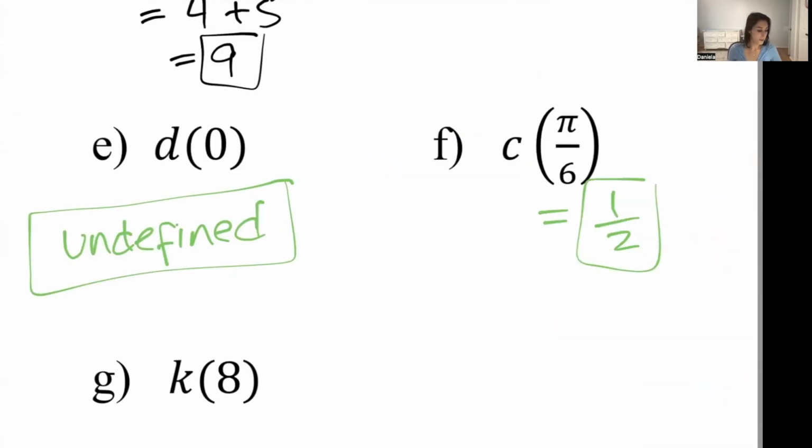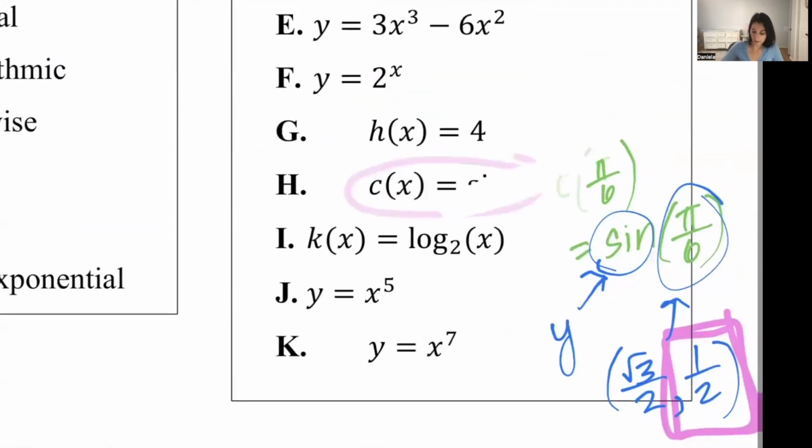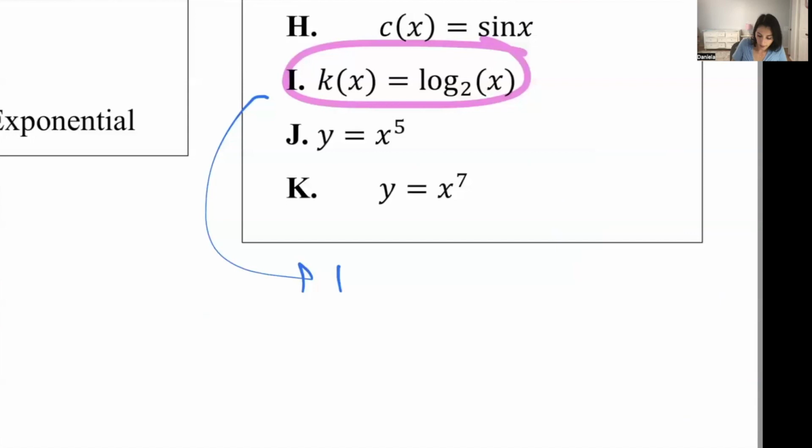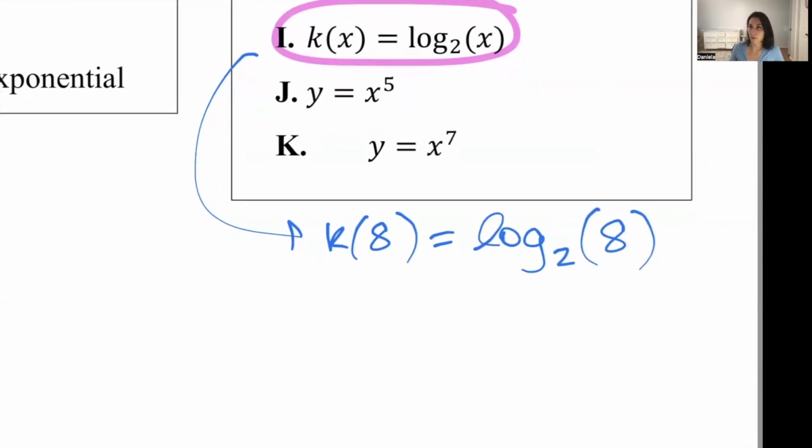And then last but not least, we are looking at the k function and substituting x equals 8. So the k function is a log equation. So k of 8 is equal to log base 2 of 8. Let's say you're not allowed to use a calculator, right? So let's convert it to an exponential, because exponentials and logs go together.